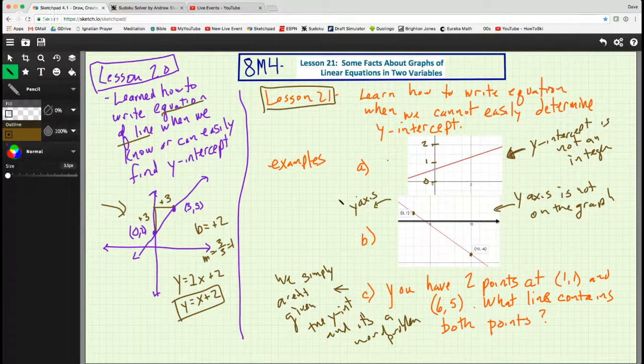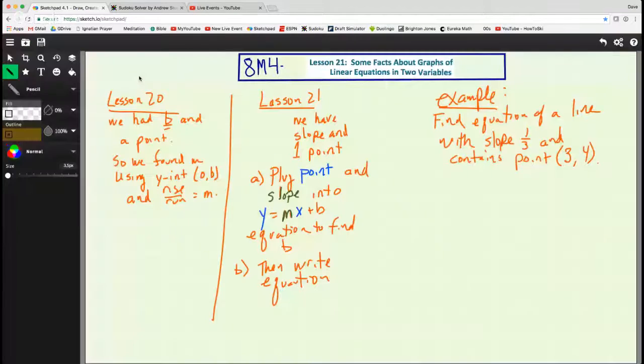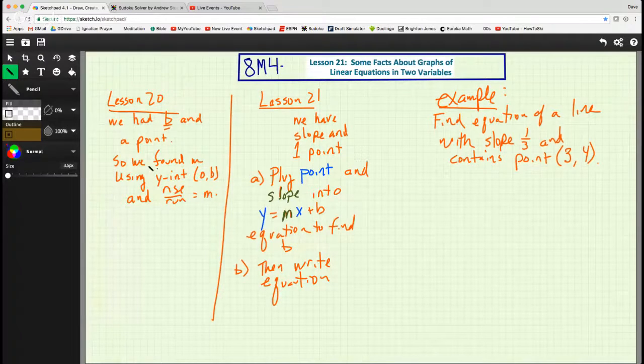So here are some examples where we do have lines and we can calculate them, but we can't use our lesson 20 method. We need some more advanced methods. So let's move forward and learn those methods. Again, in lesson 20, we had b and a point, so we found m using our y-intercept and that extra point, rise over run. That was our m, and we just wrote our equation.